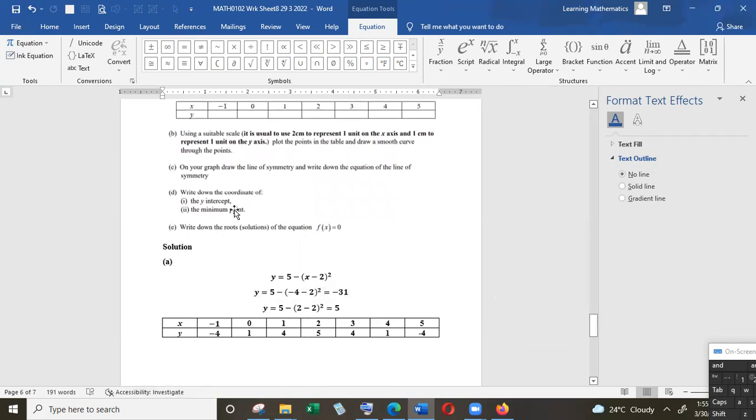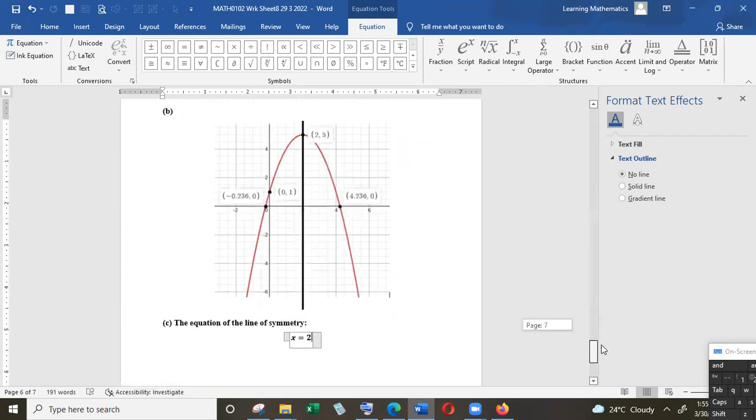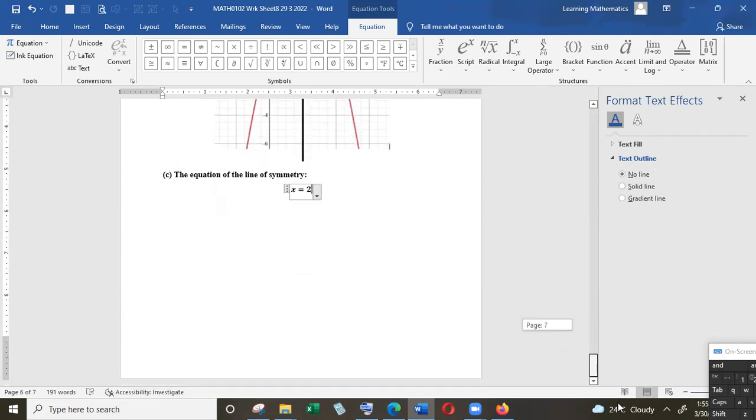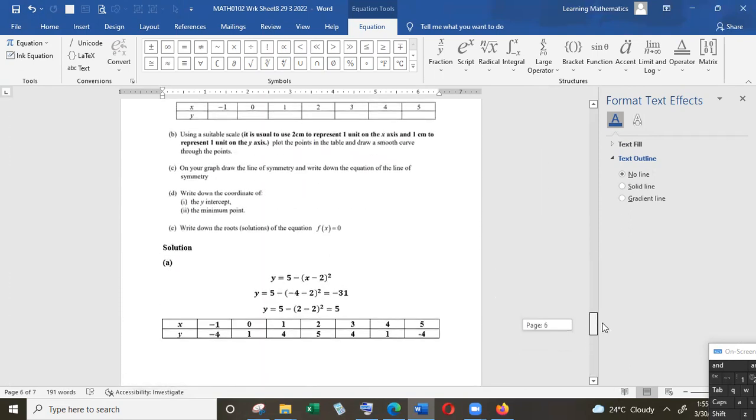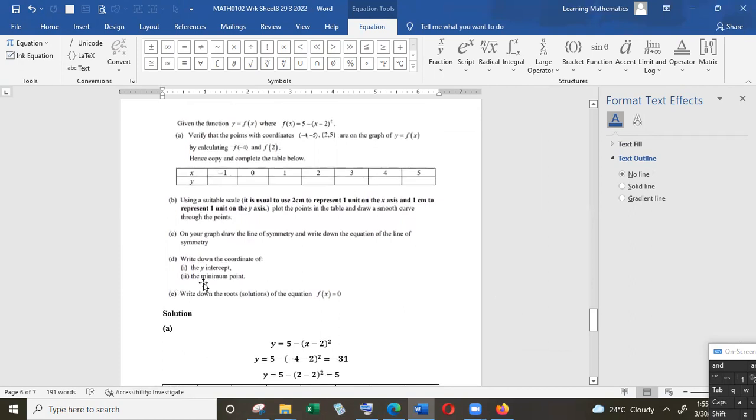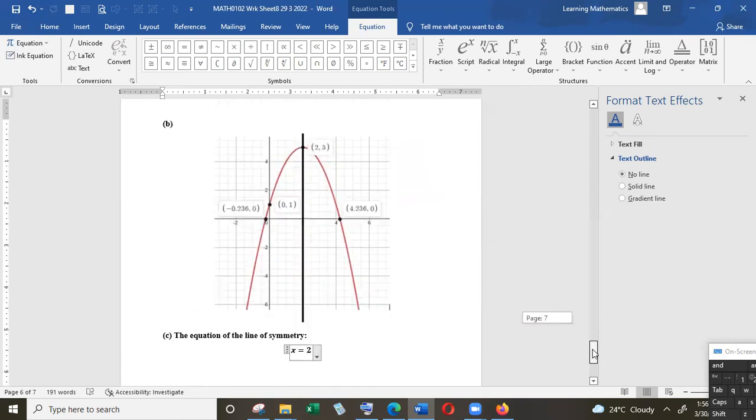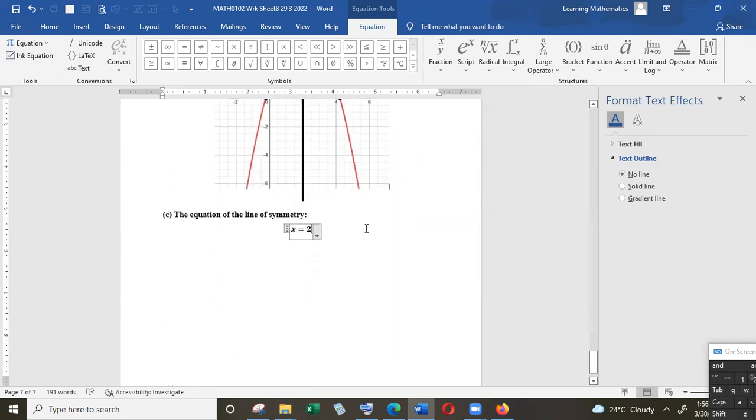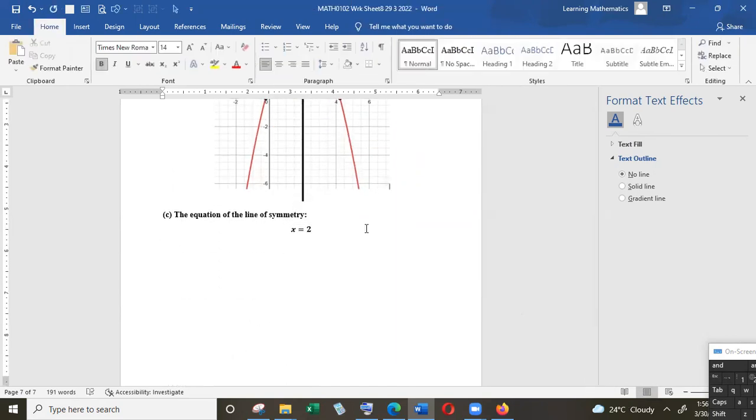It says the y-intercept and the minimum point. Well, you're not supposed to say minimum point, supposed to say maximum point. Okay, because the negative sign making the x squared negative. So you get an n shape, and then that's a maximum point. So you're not supposed to say minimum point, it's supposed to say maximum point.